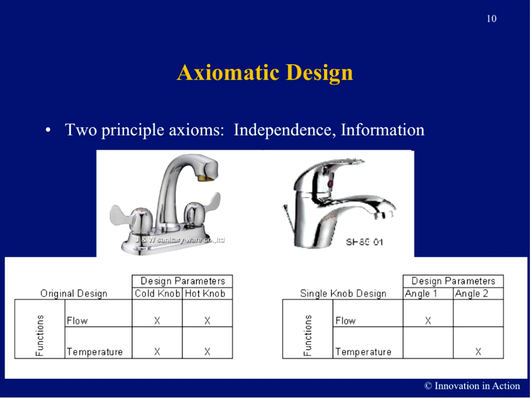On the other hand, the faucet on the right is axiomatic. So there are still two controls, and there are still two functional requirements. But now I've separated the functions from the design parameters, and when I lift with angle 1, I adjust only the flow. And when I rotate about a vertical axis, changing angle 2, I adjust only the temperature. And it becomes very easy now to independently adjust either design parameter, either functional requirement.